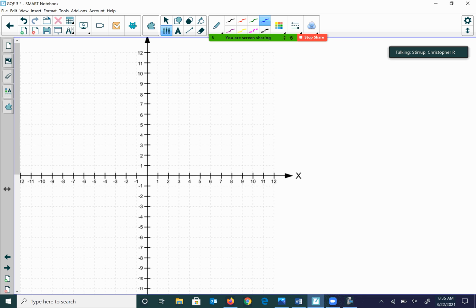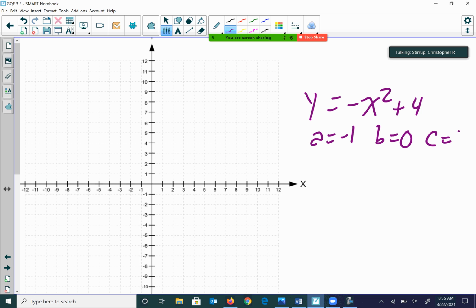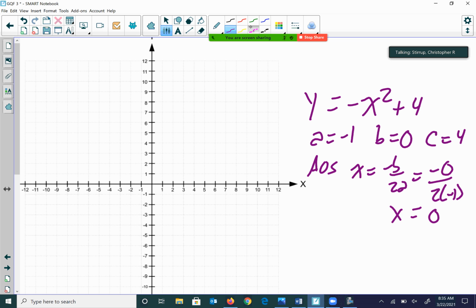Okay, this one looks like y equals negative x squared plus 4. So my a value is negative 1. There's not a b value there, so I'm going to put a 0 in. My c value is equal to 4 because there's not an x term. So I'm going to find my axis of symmetry, which is x equals negative b over 2a. So I get negative 0 over 2 times negative 1. So 0 over any number is 0, so x equals 0. So that's my value right here.